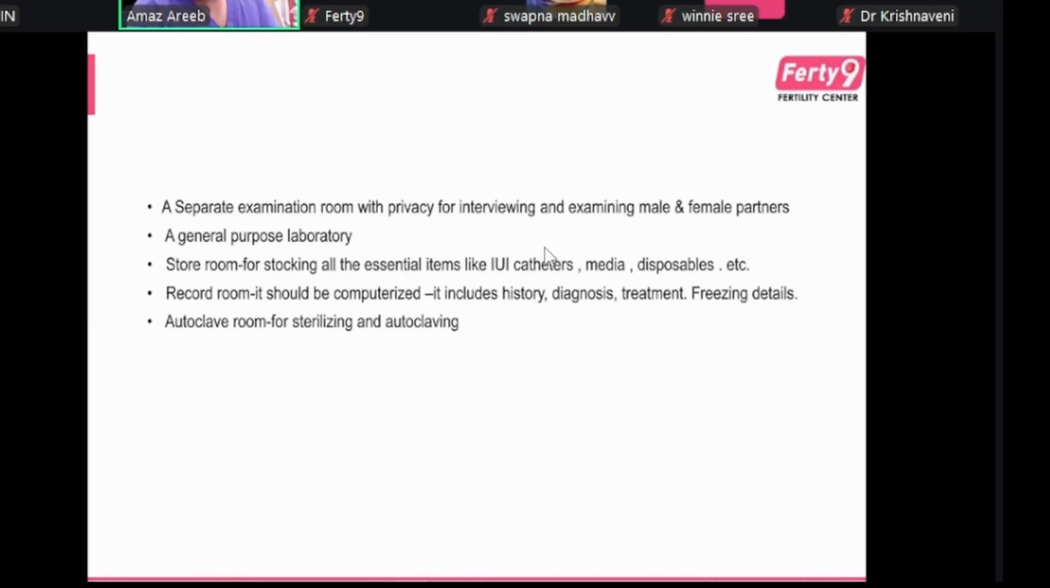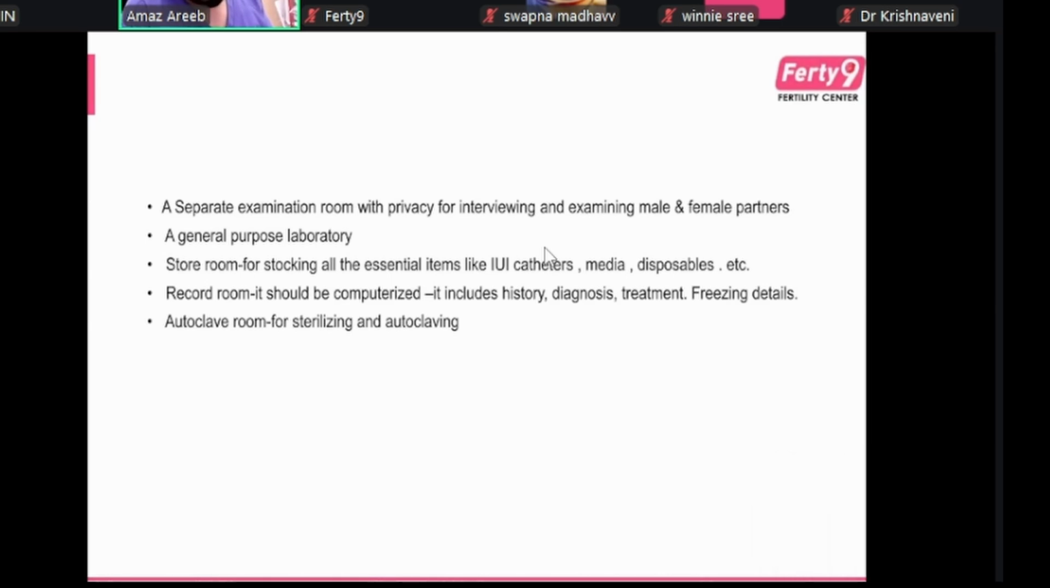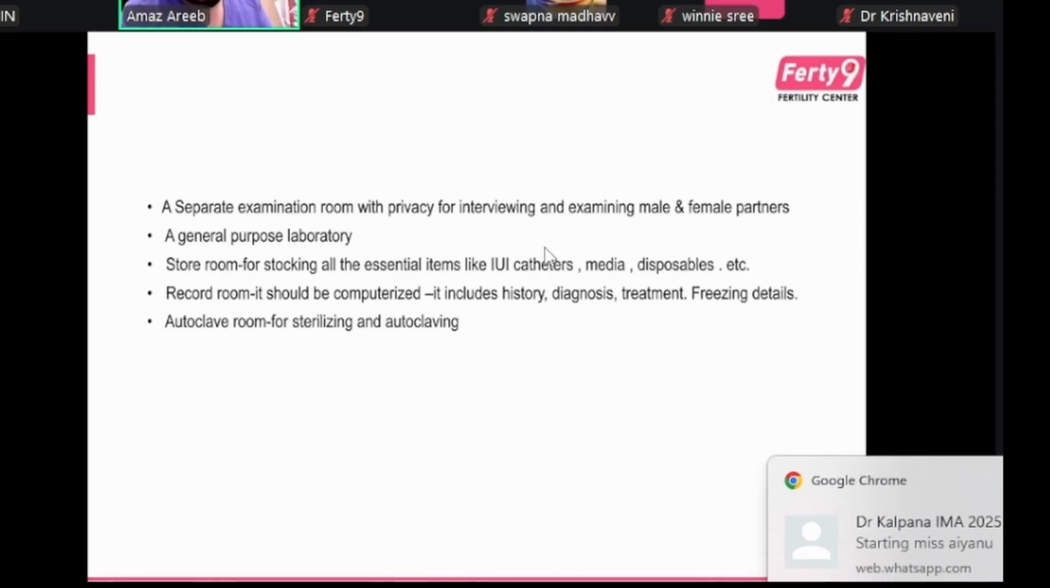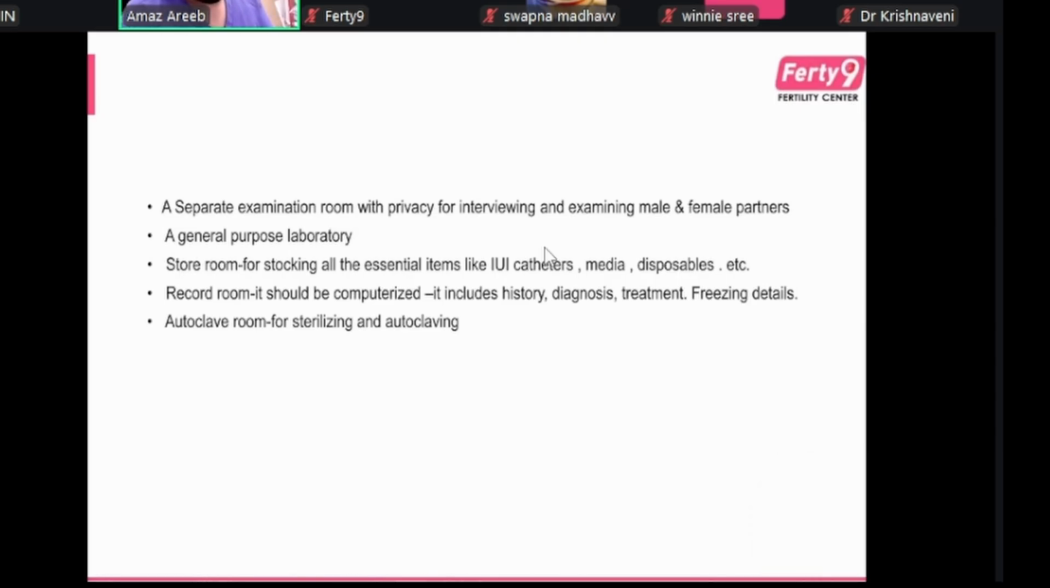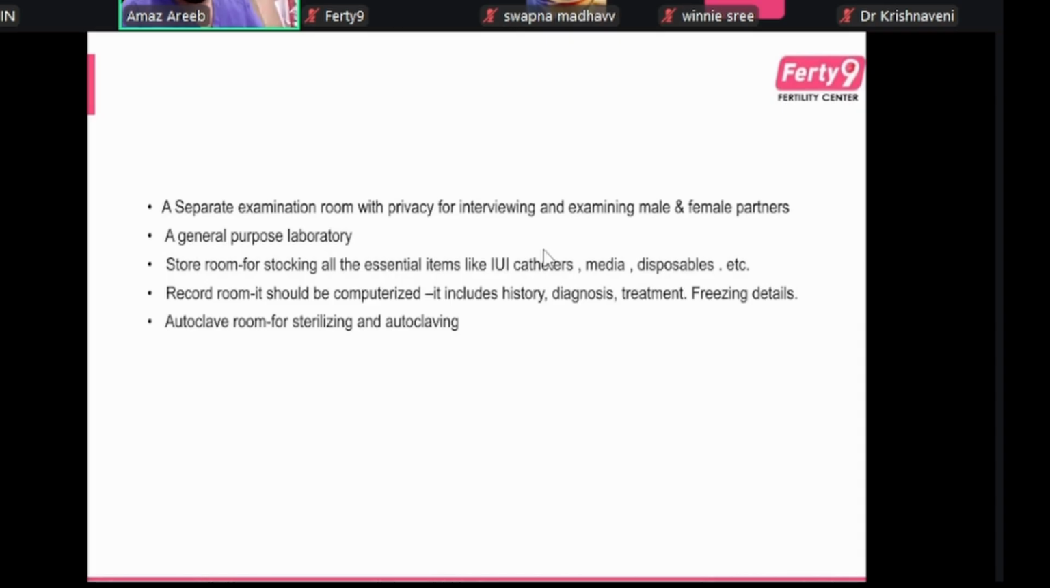And as a part of the examination room, you should have privacy if the male or female partner is examined. A general purpose laboratory, that is a pathological laboratory, and a storeroom should be essential for IUI media and disposable catheters, because those also have to be stored at a certain temperature. If the temperature of that room rises beyond the limit, then the catheter or disposable is likely to undergo chemical activity, and thereby it can also become spermicidal.